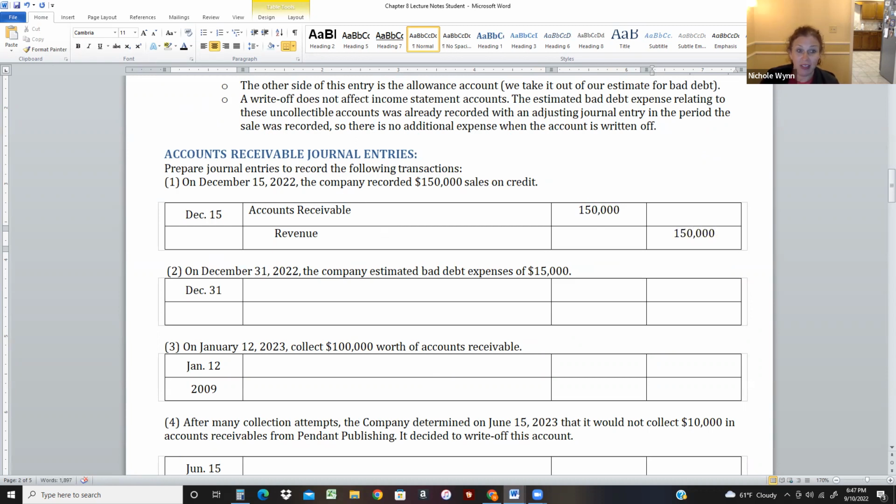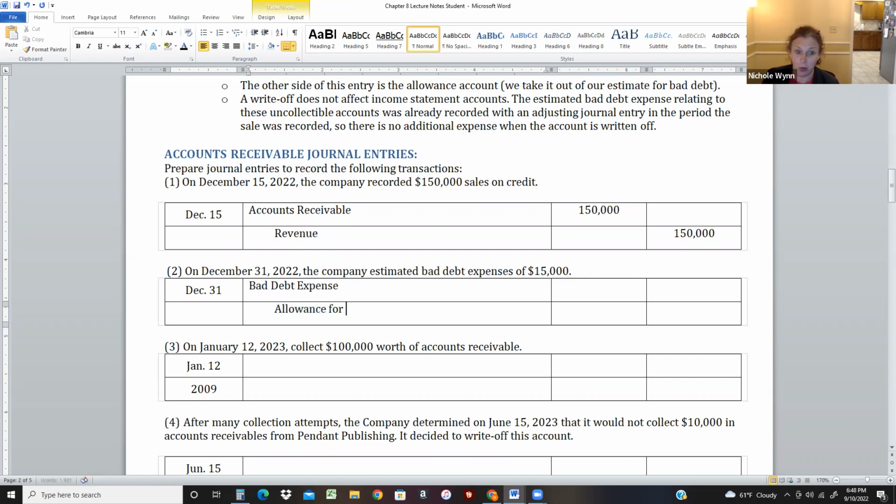Then it says at the end of the year, we estimate bad debt expense at $15,000. So we will debit bad debt expense and credit allowance. Just like we would debit supply expense or insurance expense or rent expense, we're going to debit bad debt expense. Our credit is a contra asset. We used to do depreciation expense and accumulated. Now we're doing bad debt expense and allowance.